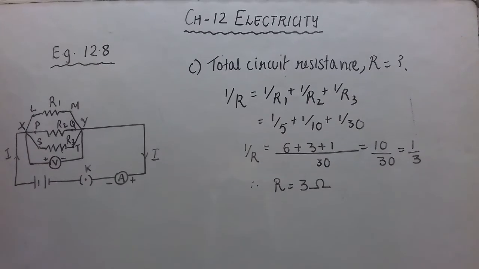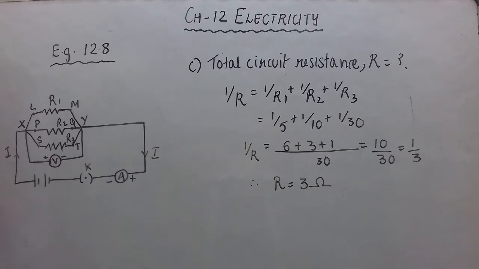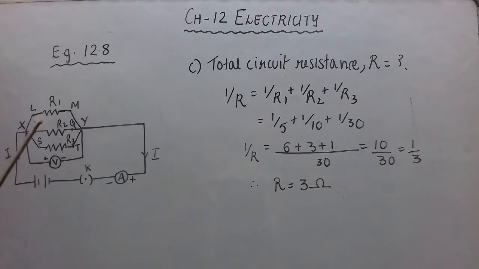I hope the numericals which we have done now are clear to you. They were quite simple numericals. One based on series combination of lamp and conductor, and this is based on the parallel combination of resistors.